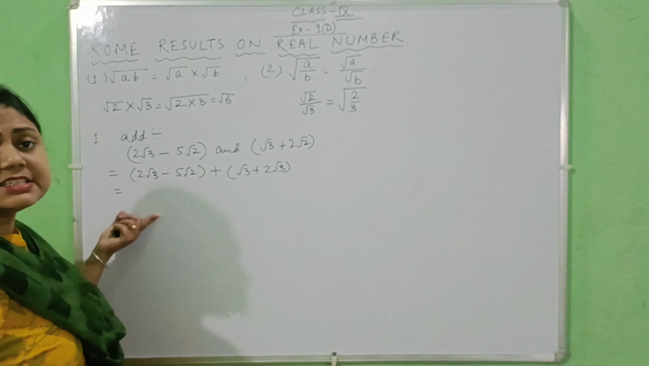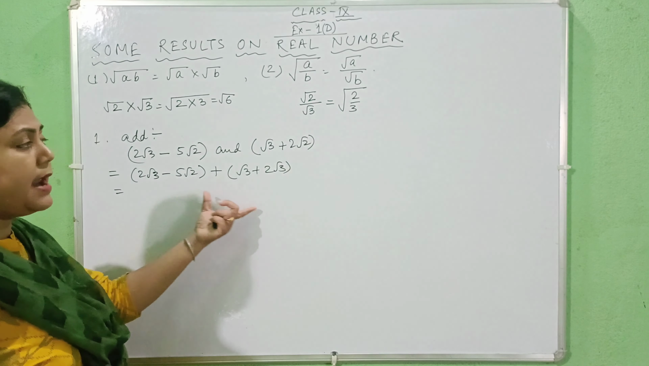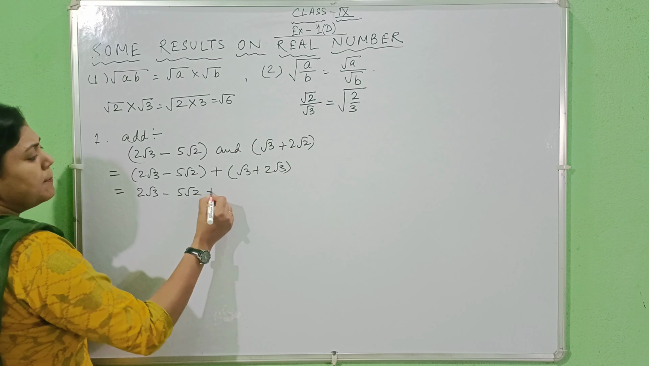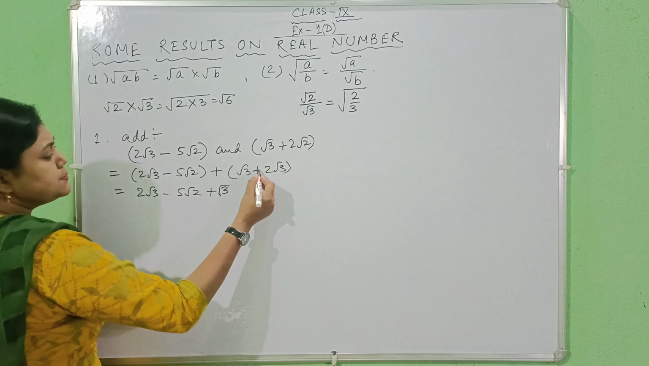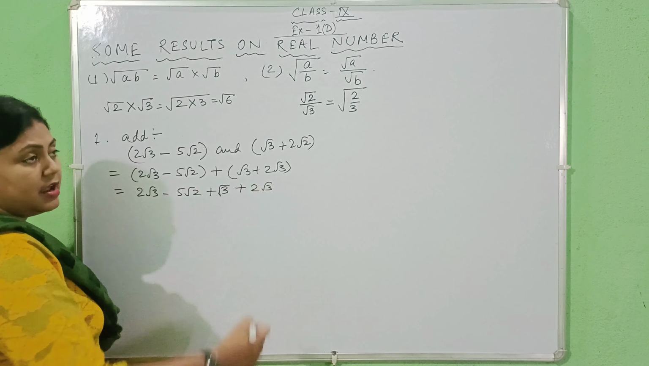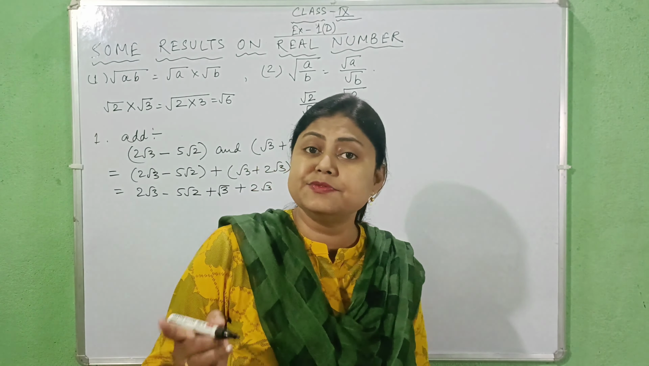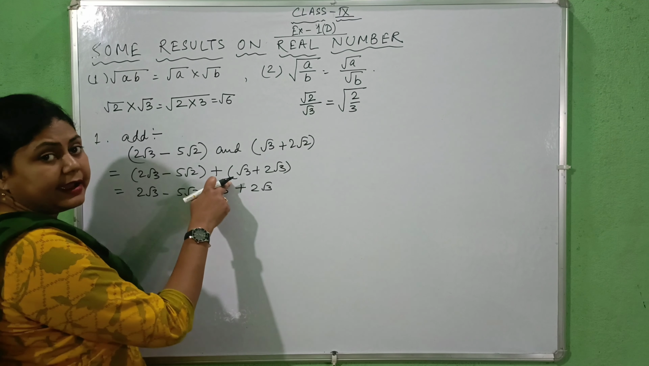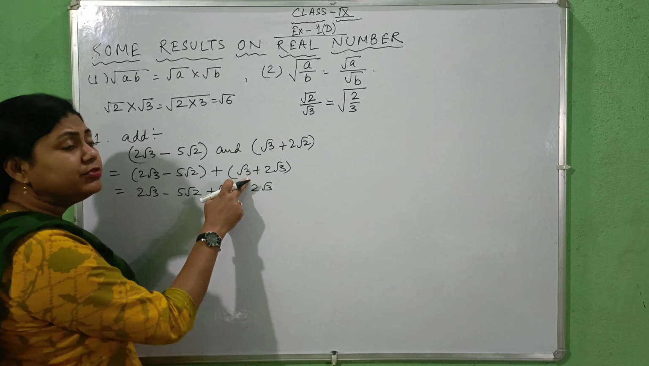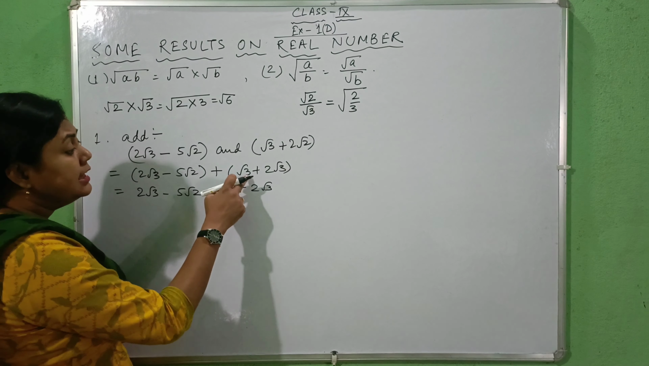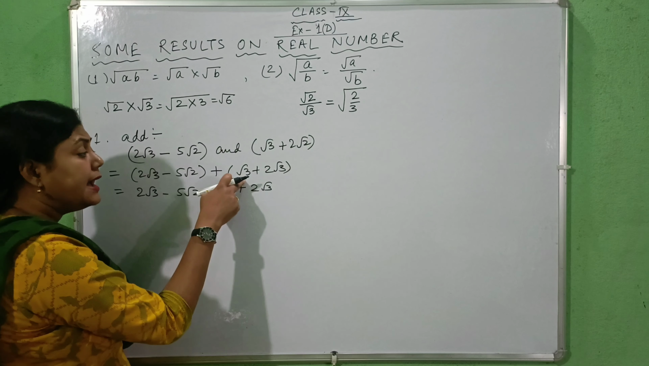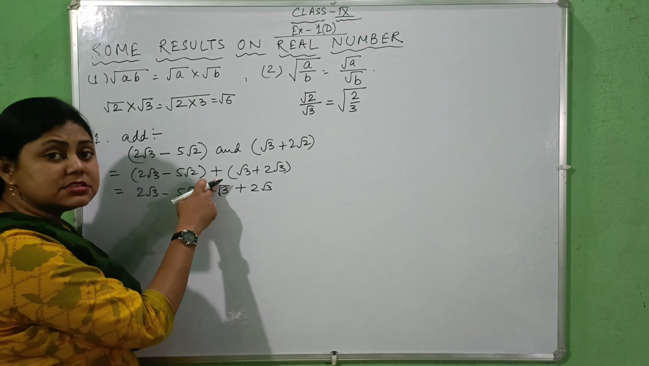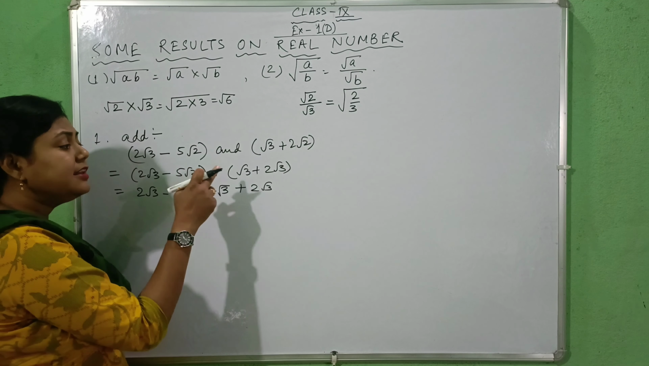After that, in the second step, you have to remove the brackets. Okay, then remove it: 2 root 3 minus 5 root 2 plus root 3 plus 2 root 2. Now here one thing I want to say. It is very important. Look here. If there is a plus sign in between the two brackets, then when you are going to remove the second bracket, you have to be very cautious about whether the sign present in front of the second bracket is plus or minus. If it is plus, then there is no need to worry.